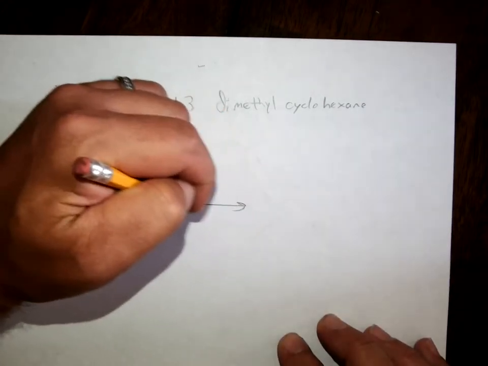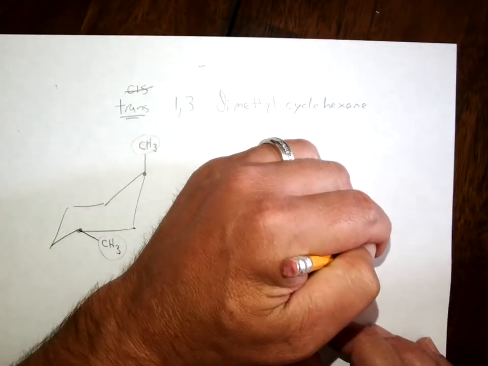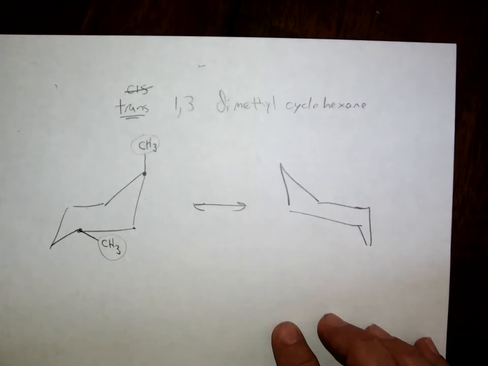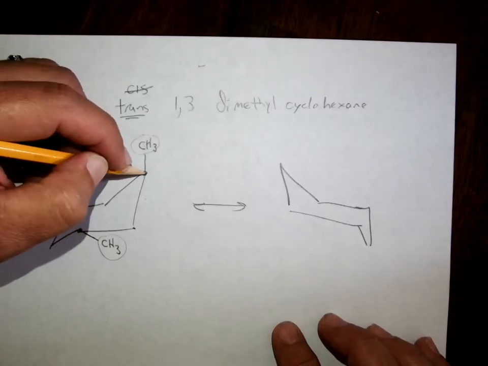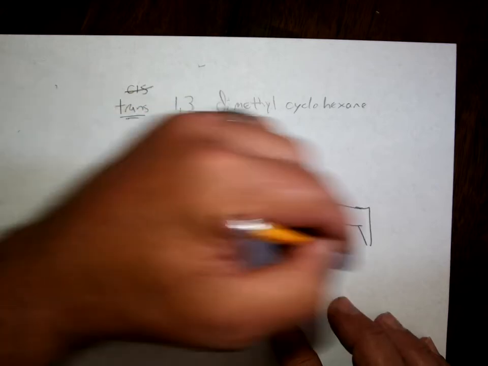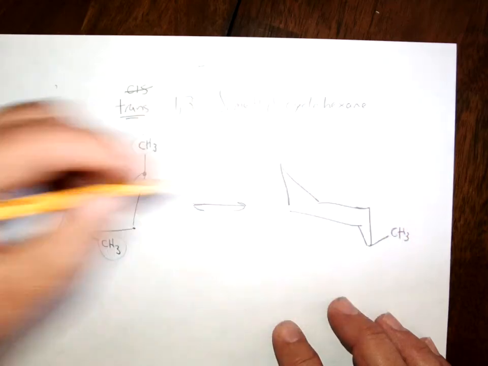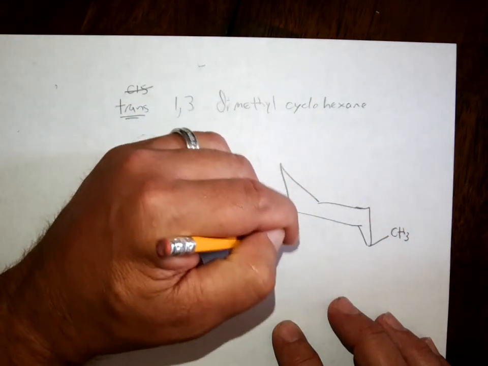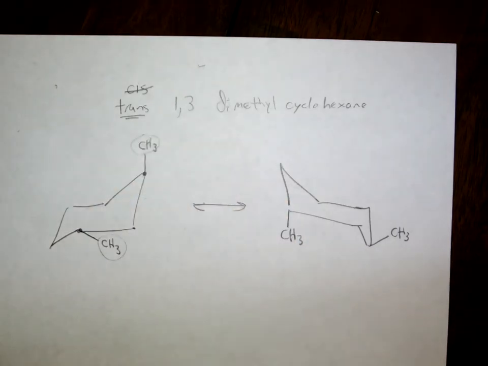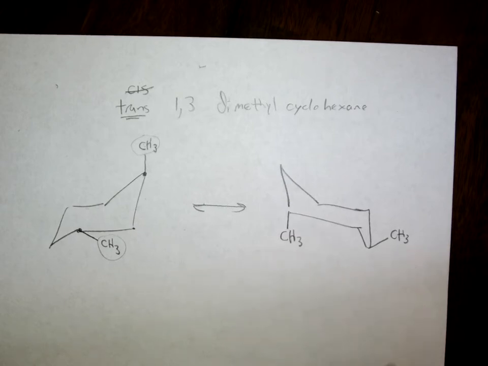And if we do our magic conformational change to give us the other conformational isomer, what it does is it turns the axial methyl group into an equatorial methyl group, and then it turns the equatorial methyl group into an axial methyl group. So there's still going to be trans. This one's below the ring, this one's above the ring, and they're going to be the same energy.